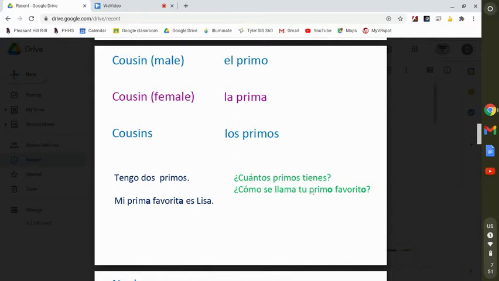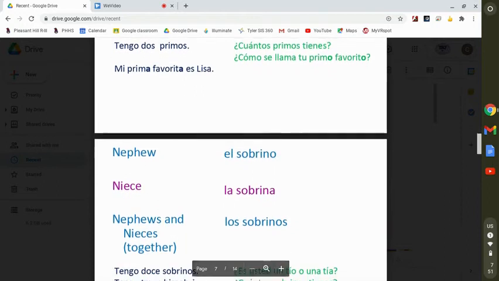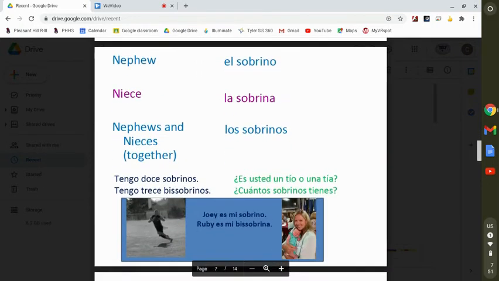¿Cómo se llama tu primo favorito? What's the name of your favorite cousin? All of these, you do not have to answer them, okay? These are practice ones that we're going to come back to. Okay, the next one. Some of you guys may be a tío or a tía. Maybe you will be later on down the road.